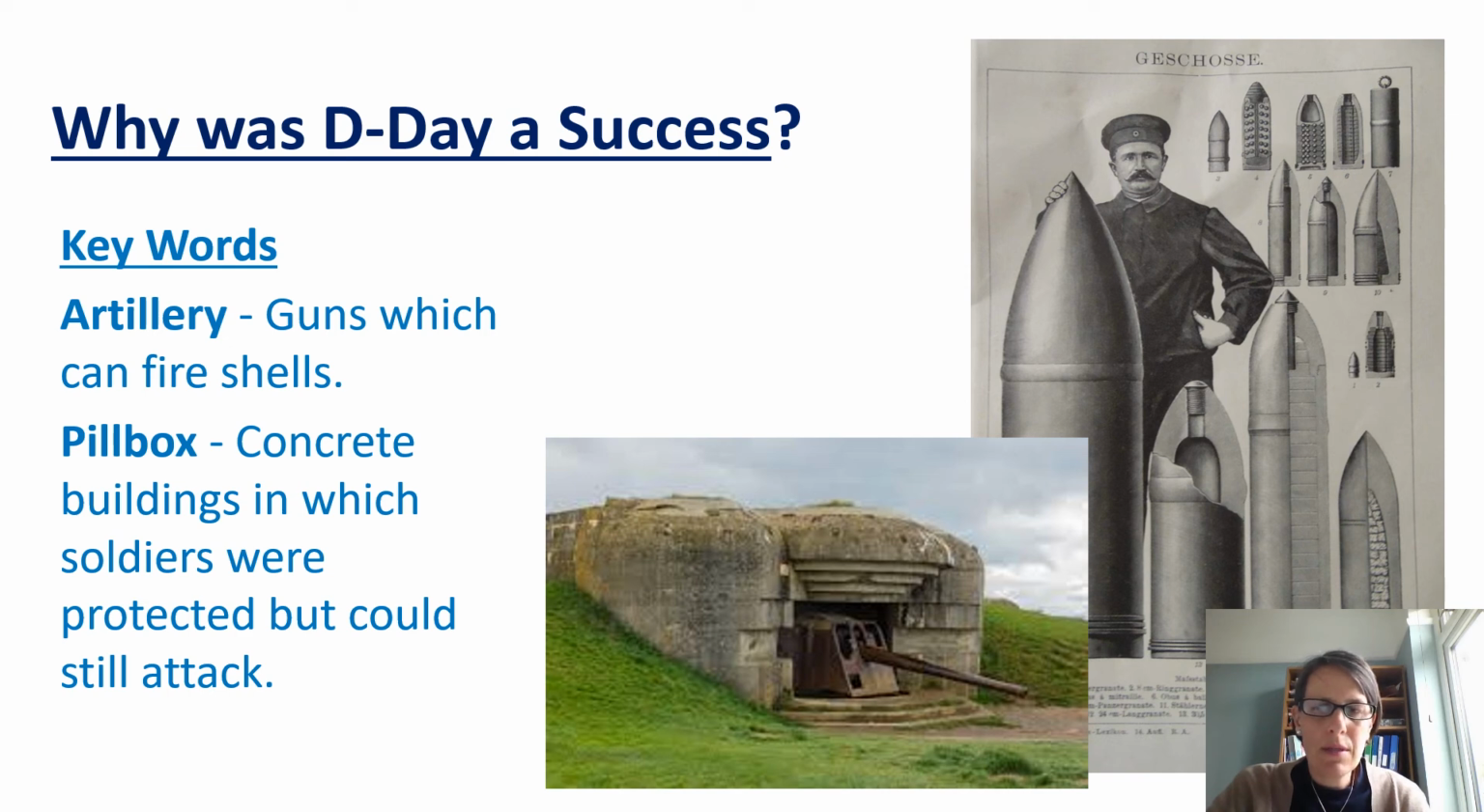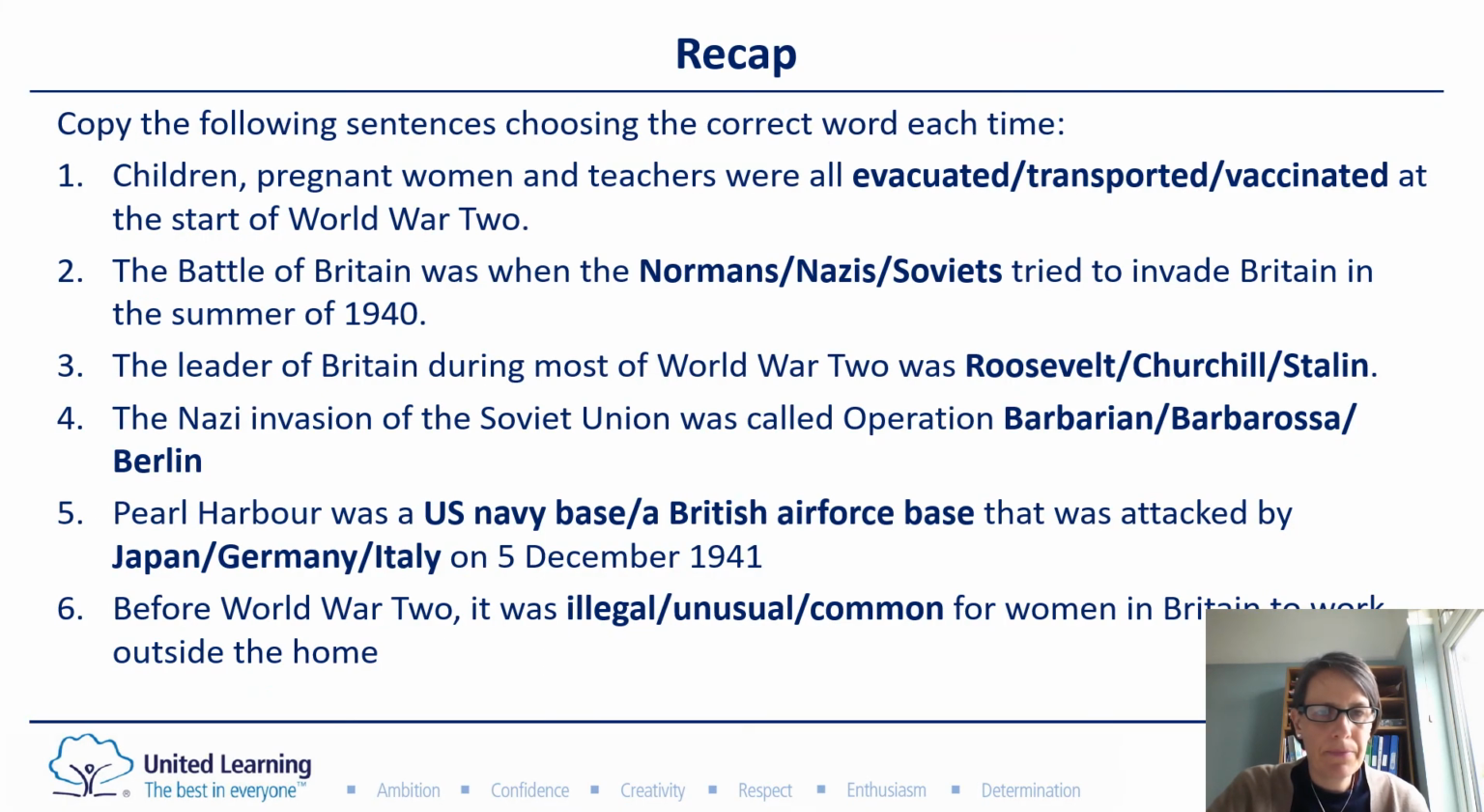We've got two key words this lesson. One is artillery, and that is what you can see here, this big gun inside the concrete structure, and you can see the shells that would come out the end of that. There's lots of different size shells. This one obviously would fire one maybe about the length of the man's upper arm, so maybe perhaps about this size. And the pillbox is what that gun is in, so a concrete building where the soldiers were protected and they could still attack troops coming. So write down those keywords with their definitions.